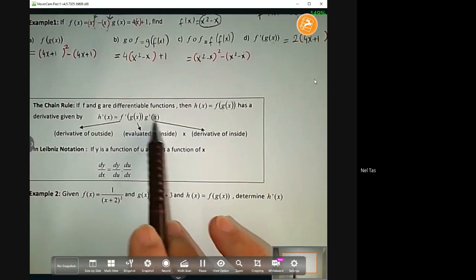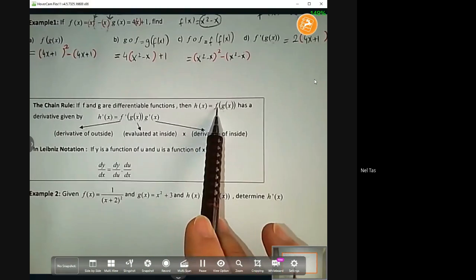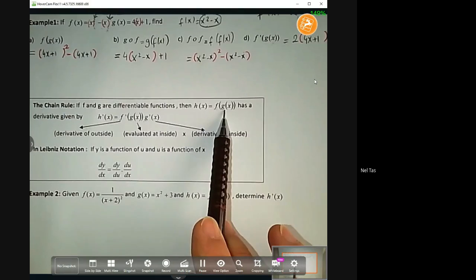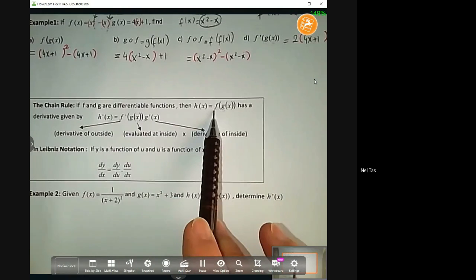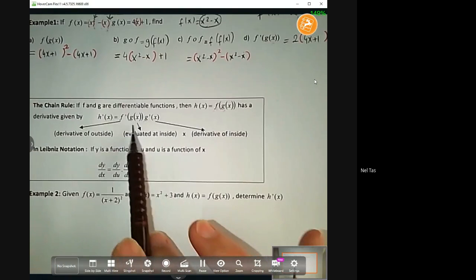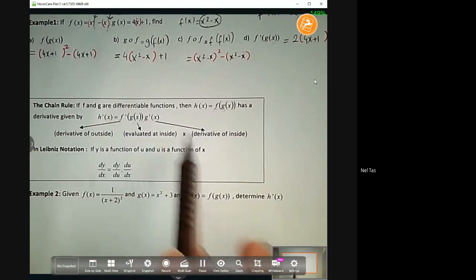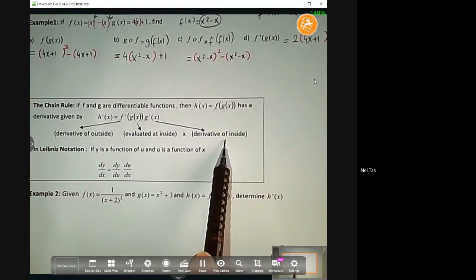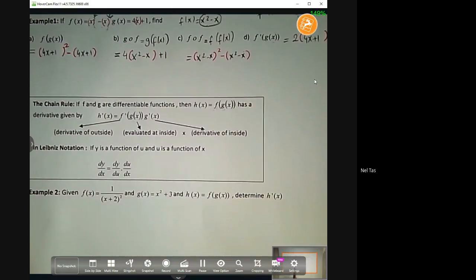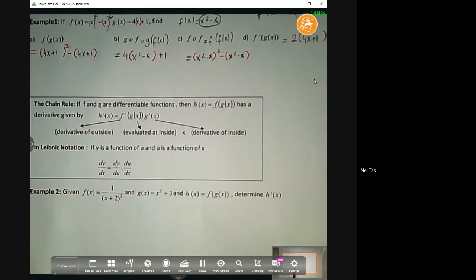times the derivative of g. So we take the derivative of the outside function, in this case f, the inside function is g. We take the derivative of the outside function, evaluate it at the inside function, times the derivative of the inside function. I know it sounds confusing, but as we do the examples, hopefully it will make more sense.